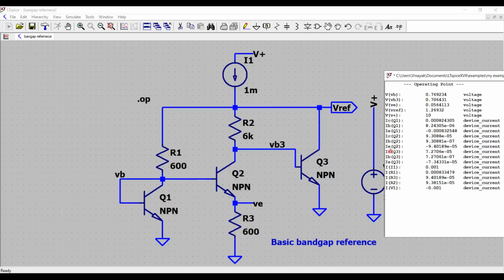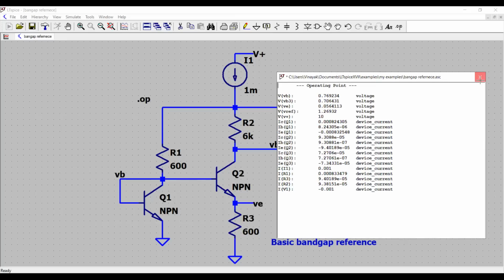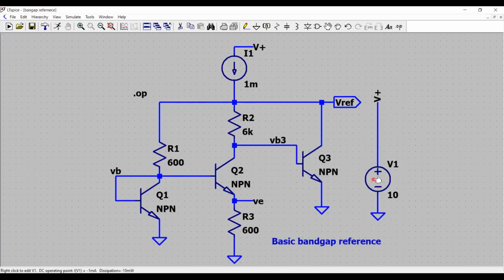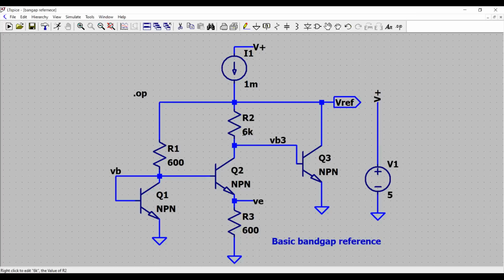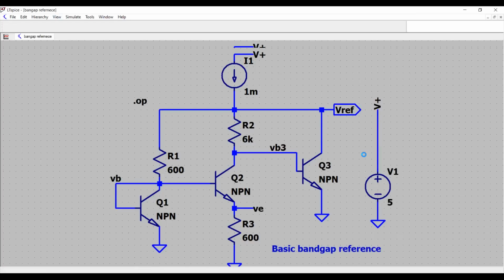And then you have the base currents and the emitter currents of all these transistors, and the resistor currents are also shown. So once that is done, what if I want to reduce the supply voltage? Because I said bandgap references are used for smaller supply voltages, because the technology is shrinking and the circuits are being designed to operate at smaller voltages. So let's rerun the analysis.